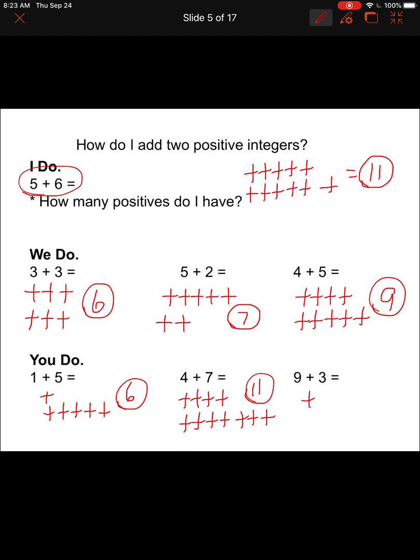9 plus 3. 9 positives being added to 3 more positives gives me a total of 12 positives. Okay, so if you notice when we add a positive plus a positive, we're adding and keeping the sign. So your answer is going to be positive.